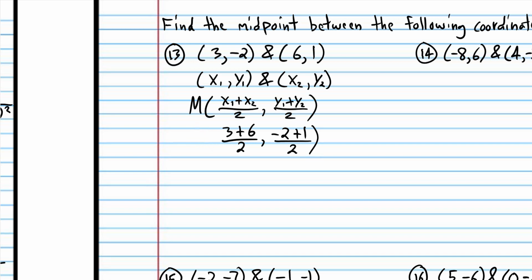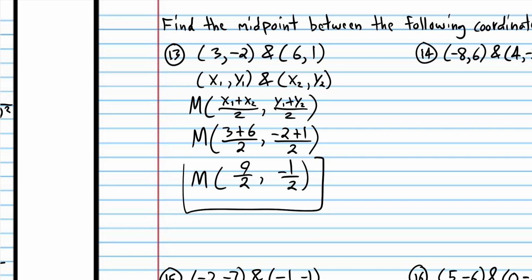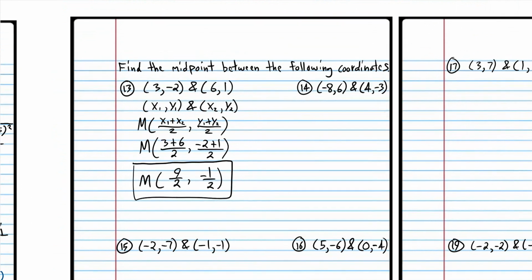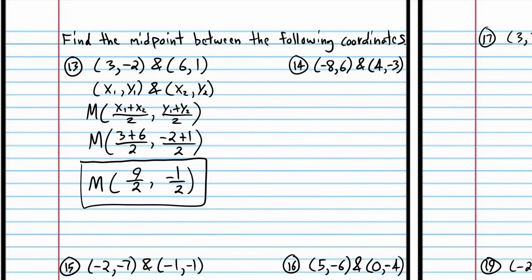And now all we have to do is just simplify. 3 plus 6 is 9. -2 plus 1 is -1. And we are done. So as you can see, that's a lot easier than the distance formula. So let's do some more of these problems so you can just get the hang of it.